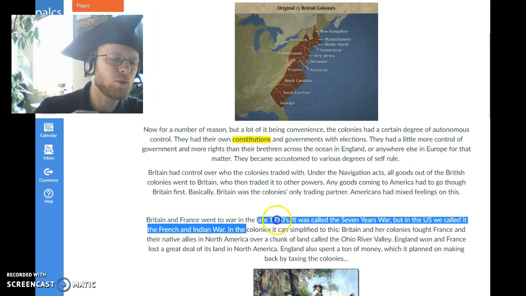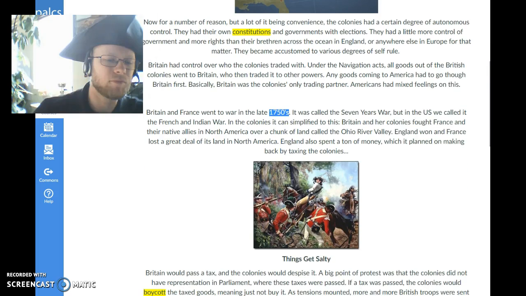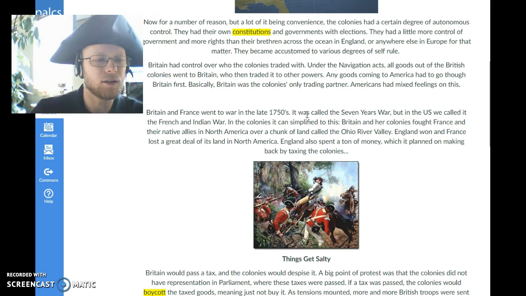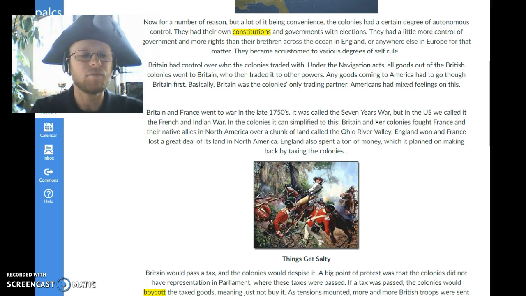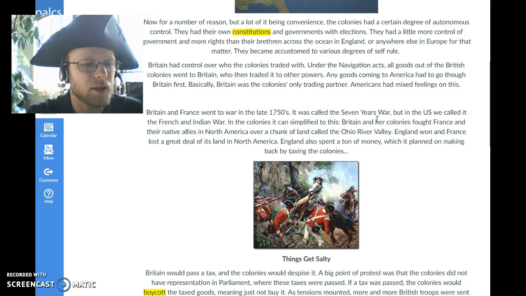Now, Britain and France went to war in the late 1750s. Abroad in the world, it was called the 7 Years' War, but here in the United States, we call it the French and Indian War, and that's what they called it at the time in the colonies. In the colonies, it can be simplified to this: Britain and the colonies fought France and France's Native American allies in North America over a chunk of land called the Ohio River Valley, which is kind of where Pittsburgh is, and a little broader than that, but this general area is what was fought over. It's what started this war here in North America.